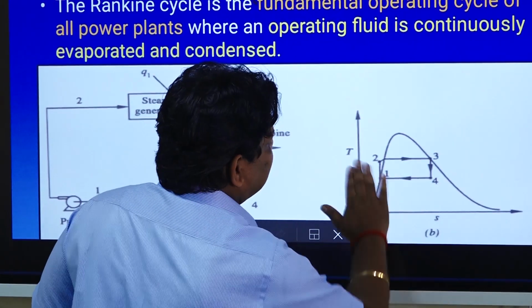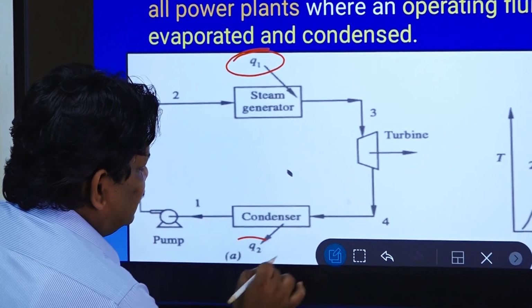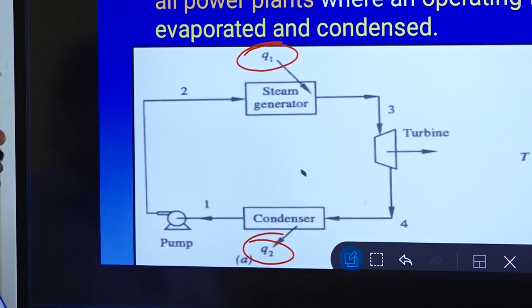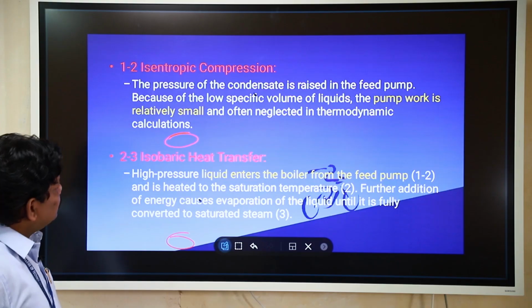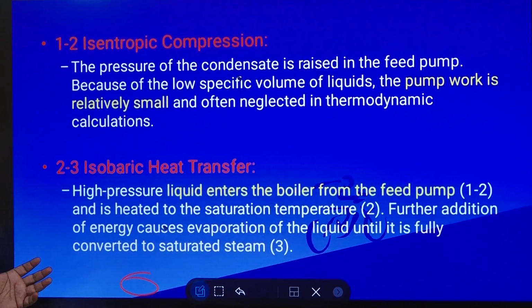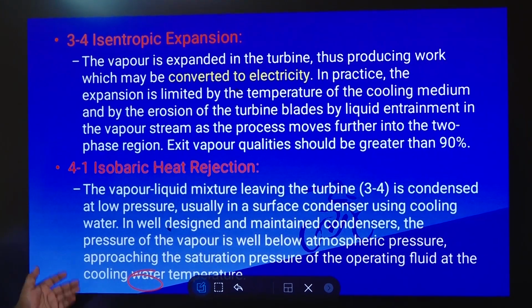So the amount of heat energy that is added in the generator is Q1, and in the condenser, the amount of heat energy that is extracted is Q2. Okay. So this is the working function, that is what happens in 1 to 2, what happens in 2 to 3, and what happens in 3 to 4 and 4 to 1.